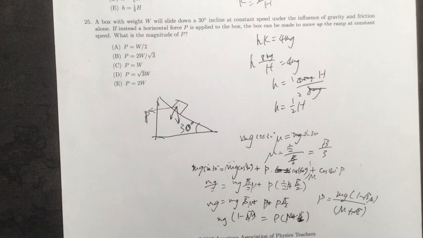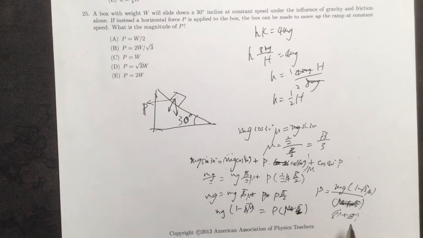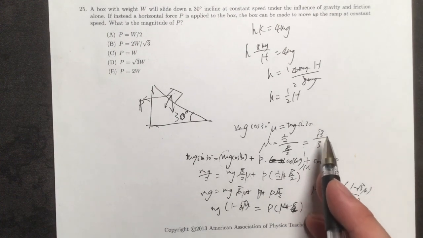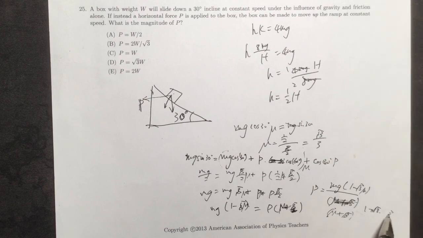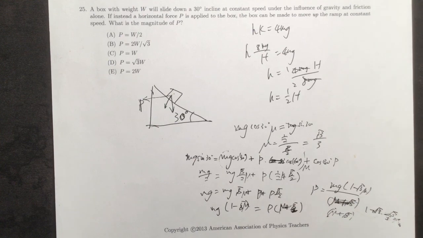Okay. So what is mu? We just solved mu is square root of 3 over 3. So 1 minus 1 times square root of 3 times square root of 3 over 3, which is equal to 0. No, this is not correct. I must have made a mistake here. Let's see where I made the mistake.